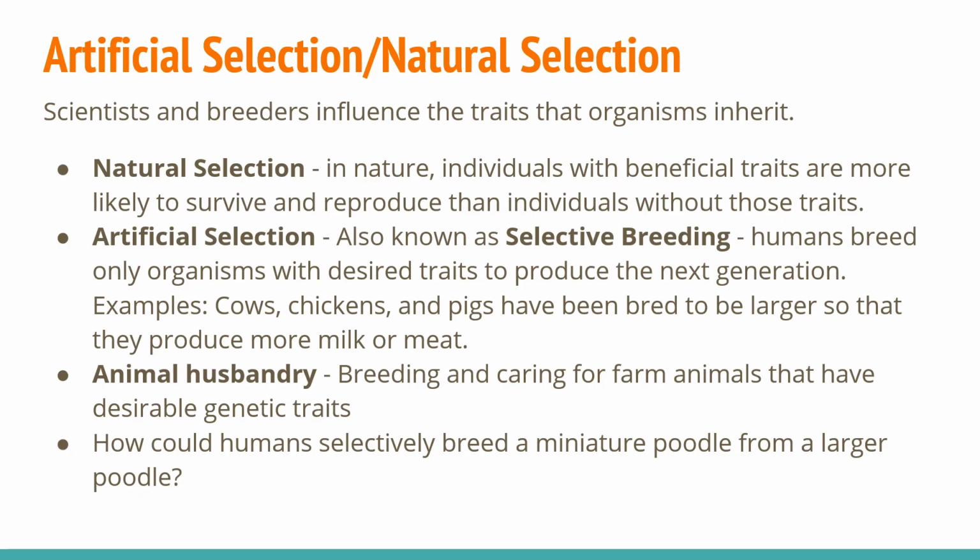So, how could humans selectively breed a miniature poodle from a larger poodle? How did they do that? Well, if you have a poodle that is smaller than the rest, you're going to breed that with another one that's smaller. Then you're going to take the smaller ones of those and find another dog that is also smaller, until you have a poodle that's the size that you want.